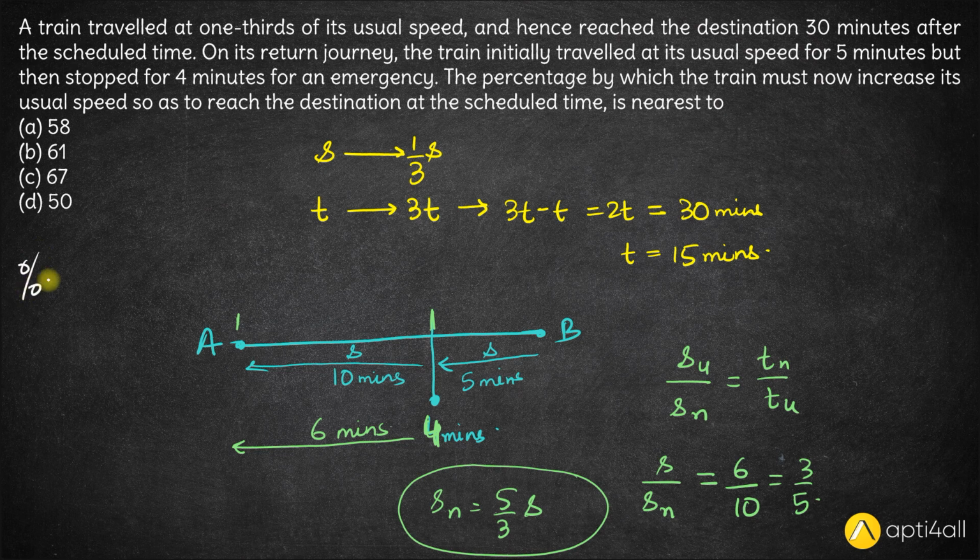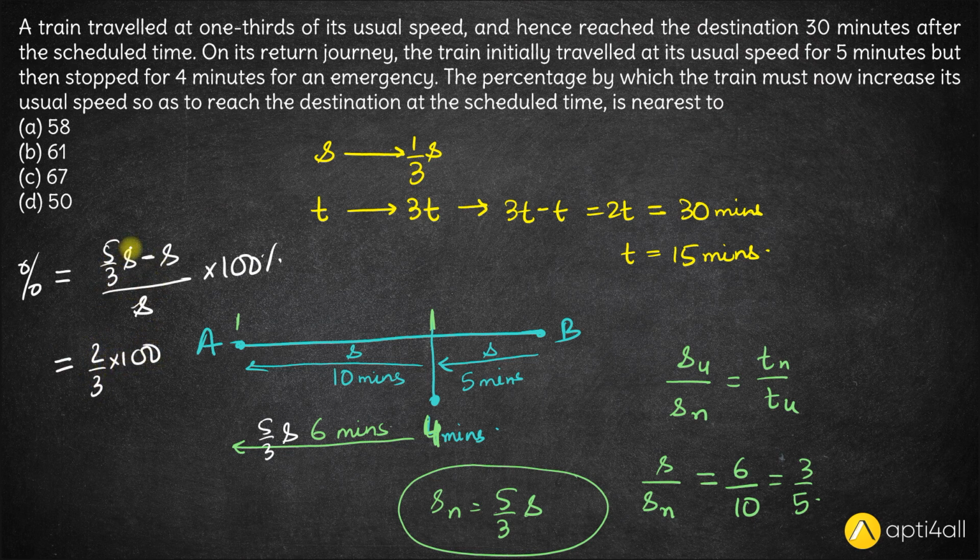Okay, so percentage change in speed will be the new speed, which is 5 by 3 S, minus old speed, as in usual speed, upon old speed, into 100%. Speed instead of S should become 5 by 3 S, right? So this is the percentage change. S cancels out. We have 5 by 3 minus 1, which is 2 by 3, into 100%, which comes out to be 66.66% or approximately 67%. Hence option C here is the right answer.